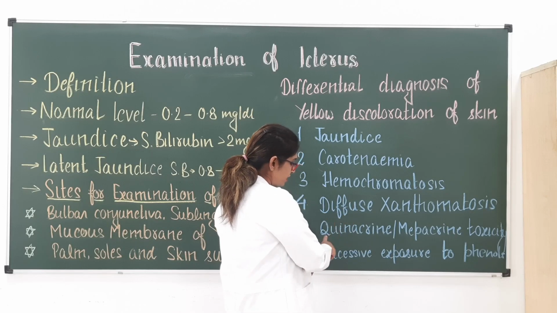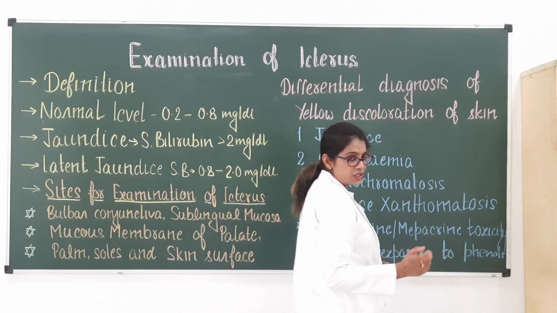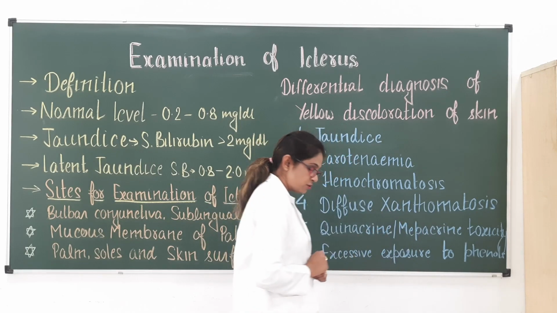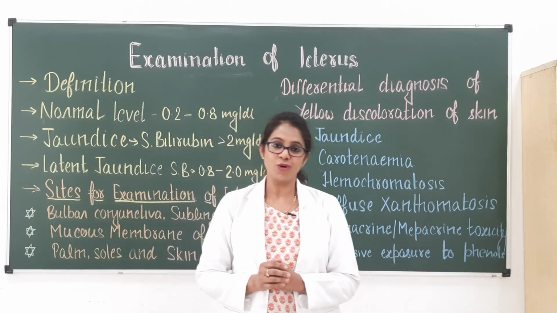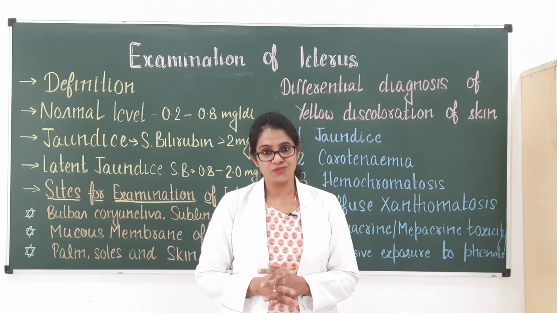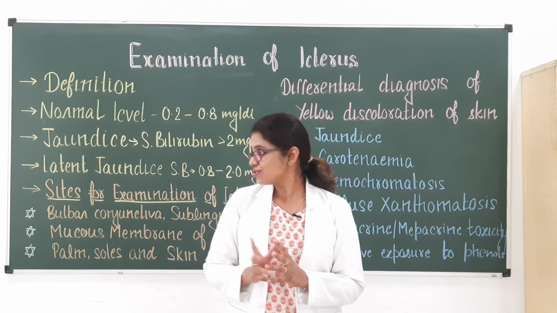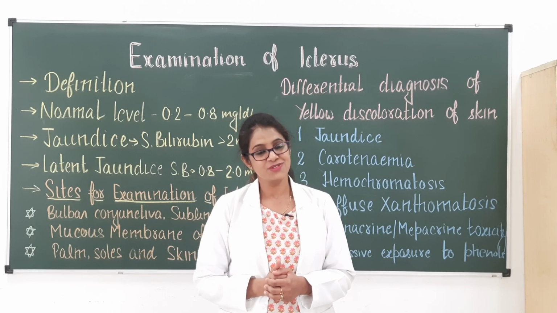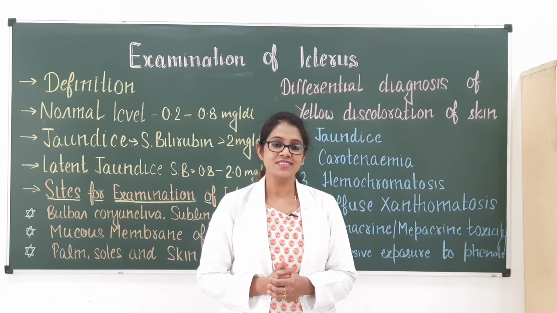Other causes are toxicity of quinacrine and mepacrine drugs and excessive exposure to phenols. So these are the common causes of yellow discoloration. This was all about icterus and the common viva questions asked in the icterus examination.